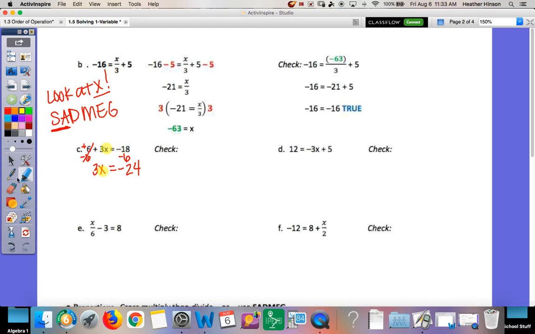Still looking at x. Do I have any division or multiplication? I have multiplication. That is 3 times x. How do I get rid of it? The opposite is to divide. So x equals negative 24 divided by 3 is negative 8. And then I can check it by just plugging it back into x.